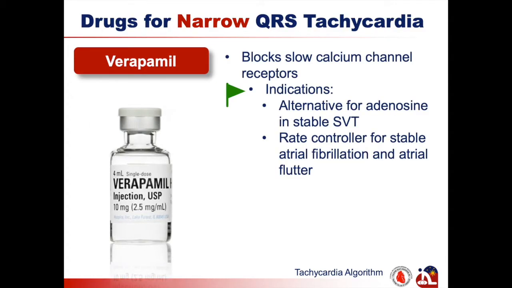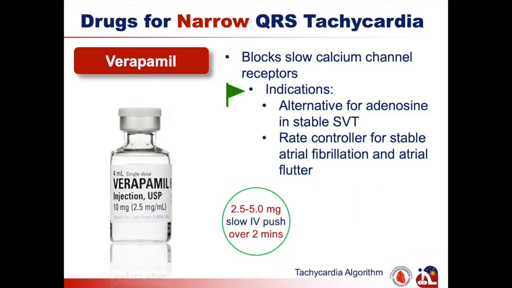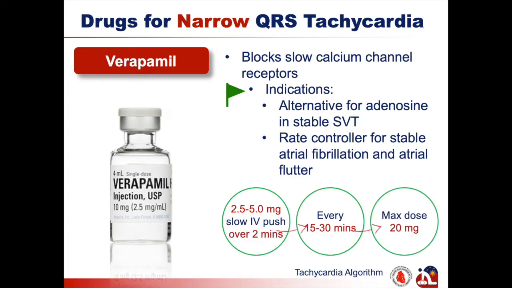It is a non-dihydropyridine calcium channel blocker that is used as an alternative to adenosine in stable SVT. It can also be used as a rate controller for stable atrial fibrillation or flutter. It is contraindicated in patients who are known to have heart failure and low blood pressure. Initial dose is given at 2.5 to 5 mg slow IV push over 2 minutes and can be given every 15 to 30 minutes until a maximum dose of 20 mg is reached.